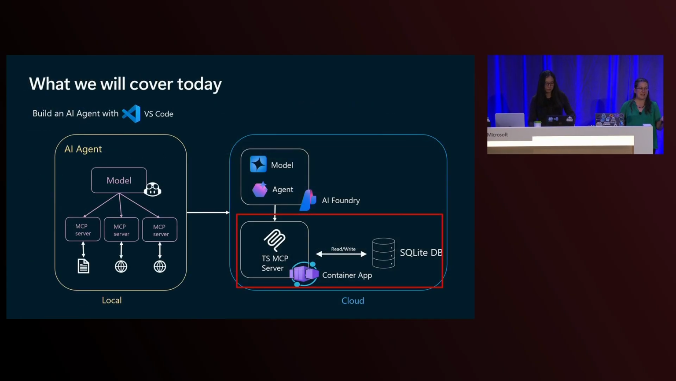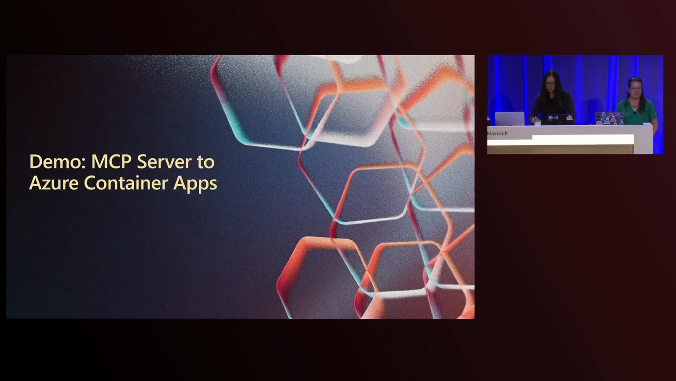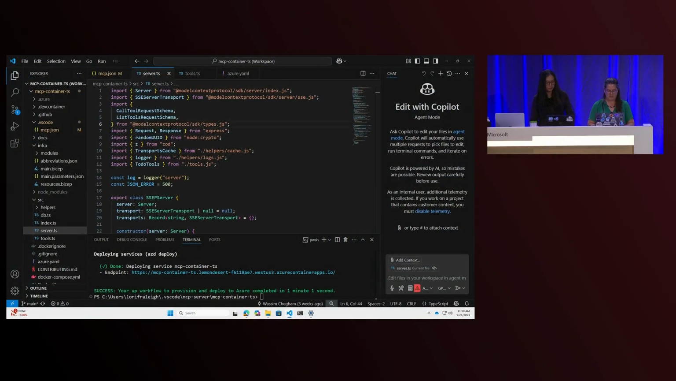So now we're going to take our TypeScript MCP server that we ran locally and get it deployed to Azure. And to do that, we're going to use Azure Container Apps to help us get there. And we're still going to be running MCP to do this. So let me switch over to my laptop. There we go. I've got a project in my workspace. We will give you the link to this GitHub repository at the end, so you can do it too.